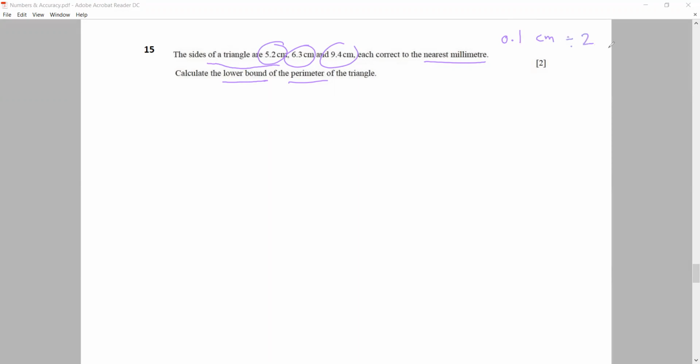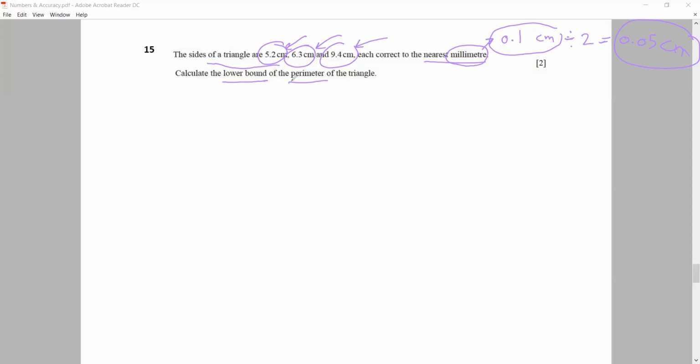Why I wrote it in cm is because these numbers are written in cm. Even though here they mention millimeter, I wrote 1 millimeter in this format, basically using cm, which is not wrong. You divide that by 2, the level of accuracy should be divided by 2, and that gives you 0.05 cm. And then you add this to or subtract it from these numbers, and it gives you the upper and lower bound. So I don't need the upper bound, I just need the lower bound.